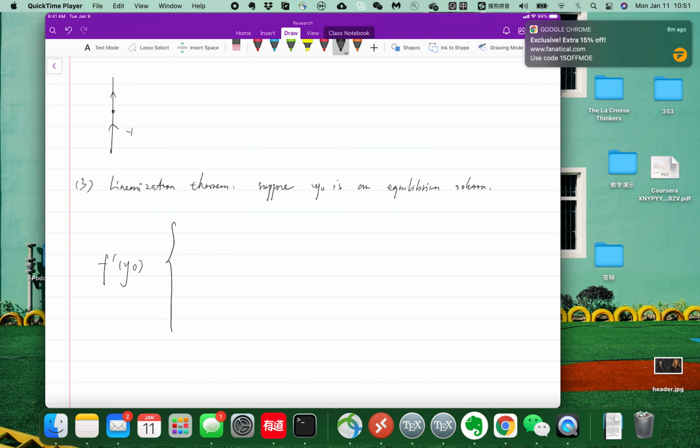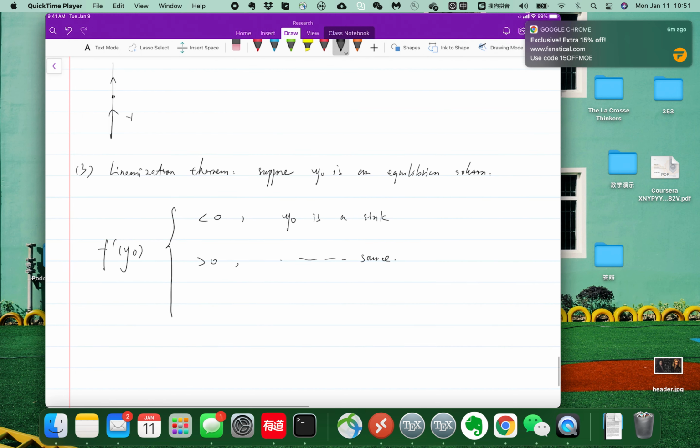Okay. If this is less than 0, bigger than 0, and if it is 0, indeterminate. It can be a node, but it can also possibly be a sink. We really don't know.